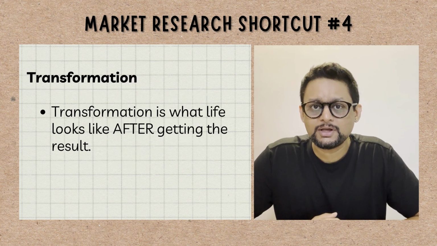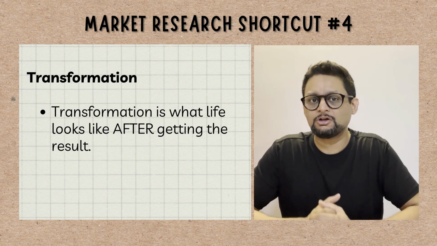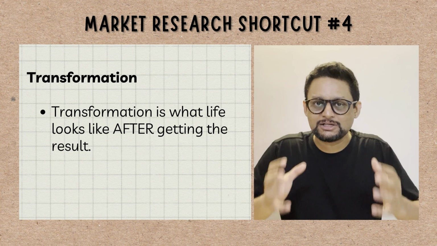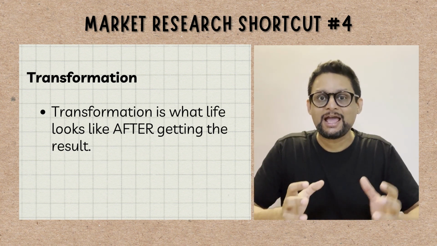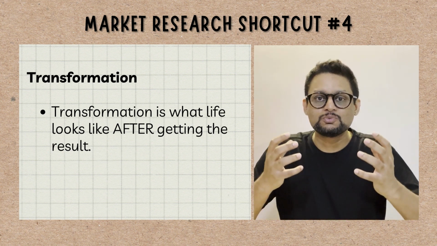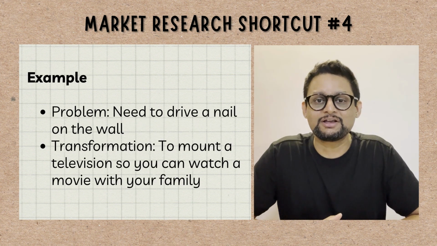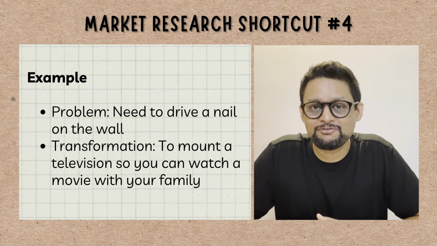Shortcut number 4 is transformation. One of the biggest mistakes a lot of people make is to treat transformation as the result itself. But transformation is not the result. It's what happens after the result. In other words, what is their life looking like after they get the result? Well, I'd like to use a very classic example here: driving a nail into the wall.